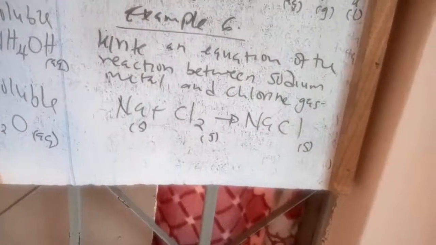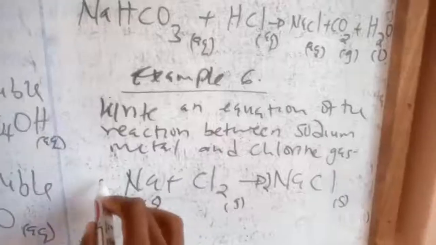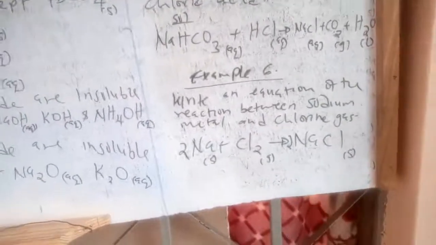Is it balanced? The answer is no. Why? Because on the reactant side, there are two chlorine atoms, and what about on the product side? There is only one chloride ion, and therefore you will put a 2 here so that you can have 2 sodium and 2 chloride ions, and also I put a 2 here, and the equation becomes balanced, and therefore that is another part of the equation which will help us to understand more of stoichiometric equations.